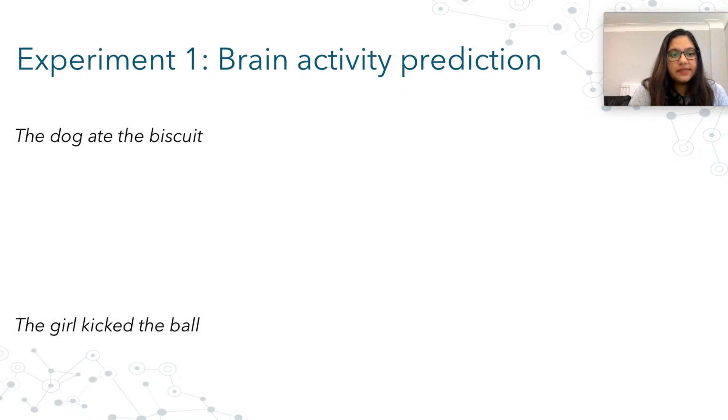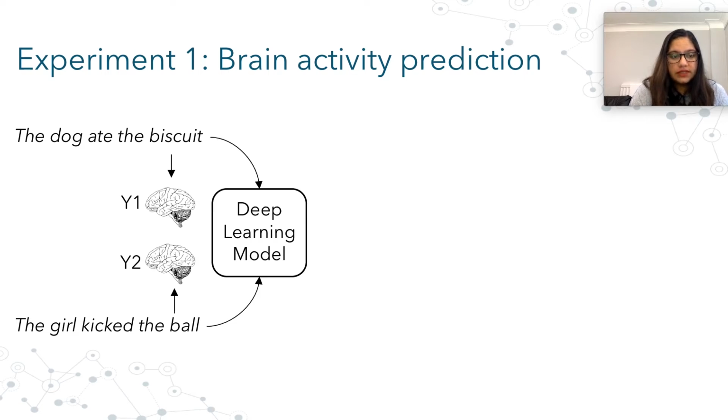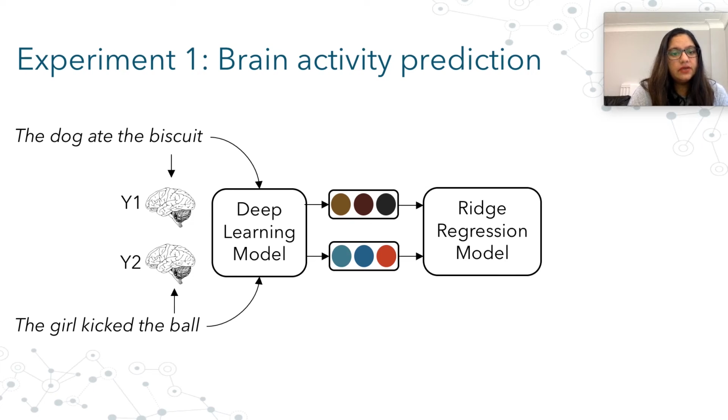In the first experiment, we give inputs of the form "the dog ate the biscuit" and "the girl kicked the ball" to both the user and the deep learning model. The brain activity here is denoted by Y1 and Y2. The deep learning model representations are then transformed using a ridge regression model into Y1 hat and Y2 hat.